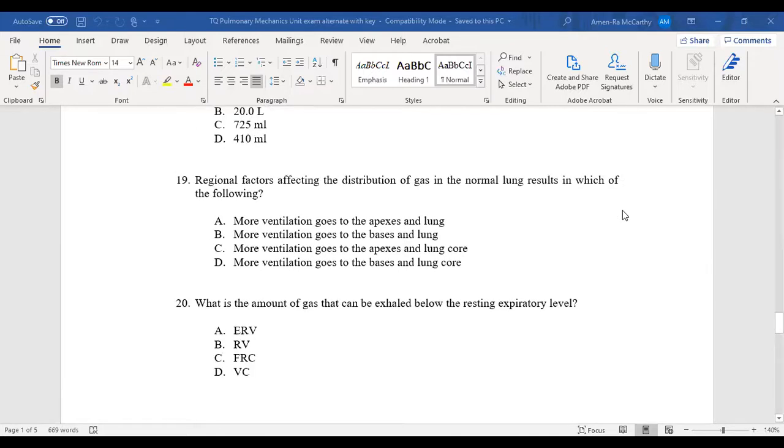Number 19, regional factors affecting the distribution of gas in the normal lung results in which of the following? So which one of these statements is true about ventilation and the region of the lung?